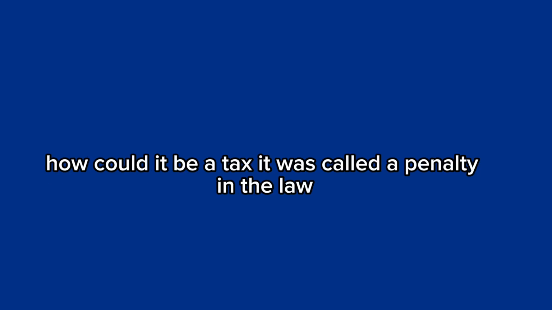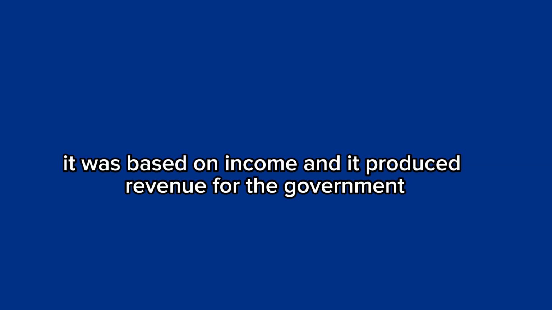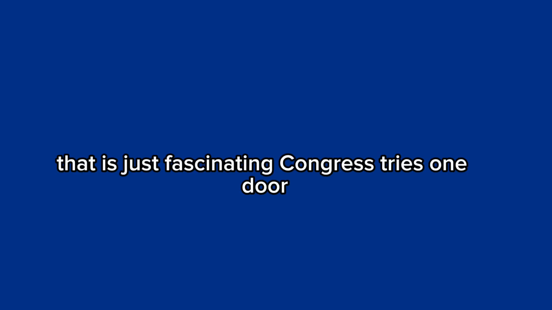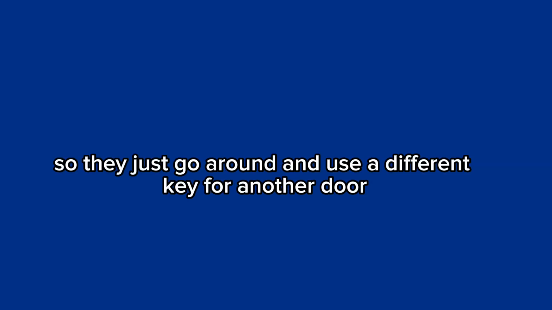How could it be a tax? It was called a penalty in the law. The court looked past the label and looked at how it functioned. They reasoned that since the payment was collected by the IRS, it was based on income, and it produced revenue for the government, it looked and acted like a tax. So it was just a tax on the choice to not buy insurance. That is just fascinating. Congress tries one door, it's locked. So they just go around and use a different key for another door. It really shows the incredible flexibility Congress has. If one constitutional justification fails, another one might work just as well.